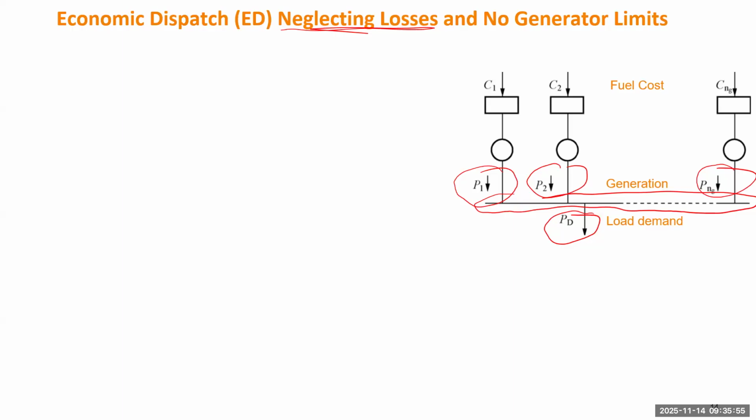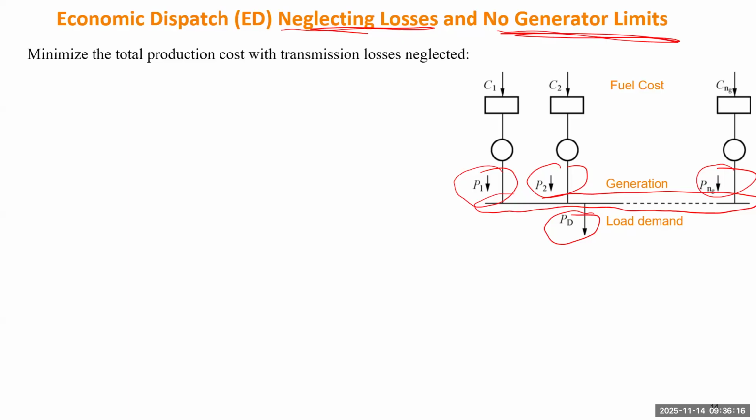And also we ignore the generator limit. Which means the formulation only has one equality constraint, which is the power balance. The input equals output. And there will be no inequality constraints. So we ignore the limits. Okay.